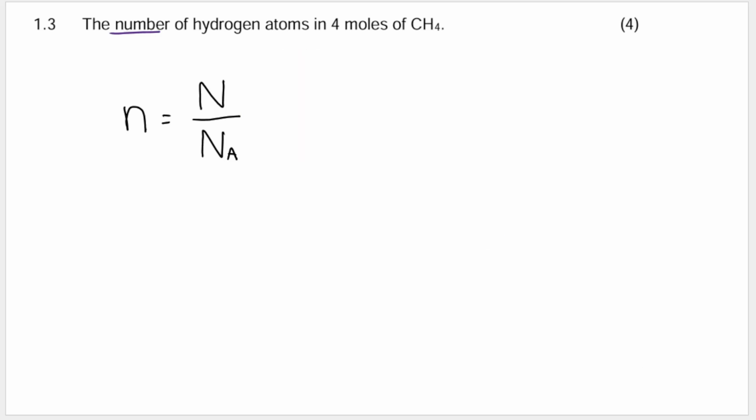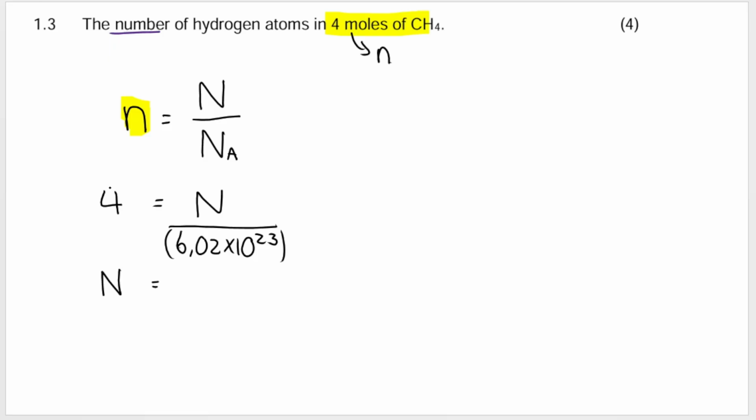So big N is number of molecules. In this question, they're giving me 4 moles. Remember, moles is n. So they're giving me n. I'm going to substitute 4 in the place of n. We're looking for number of molecules, and NA is Avogadro's number, 6.02 times 10 to the power of 23. How you solve that is you say 4 multiplied by this number over here. I recommend using brackets when dealing with scientific notation, and you should get 2.408 times 10 to the 24.